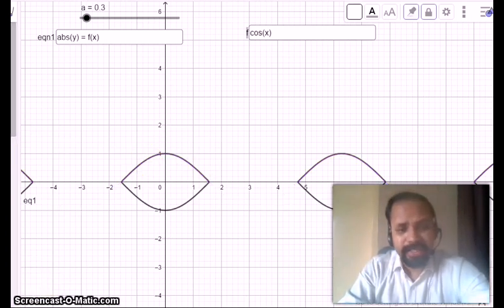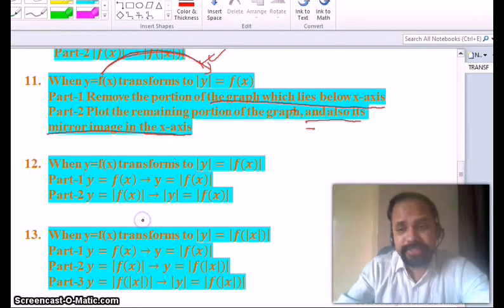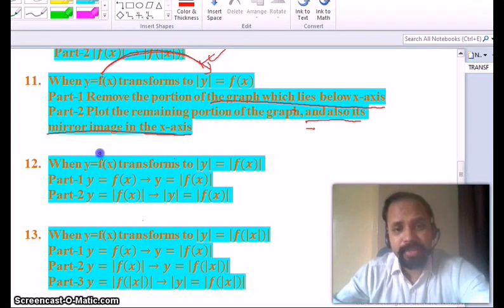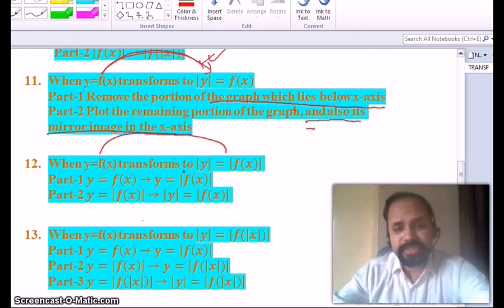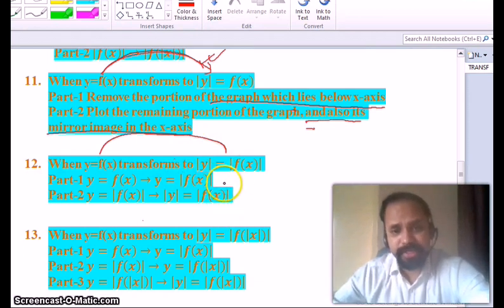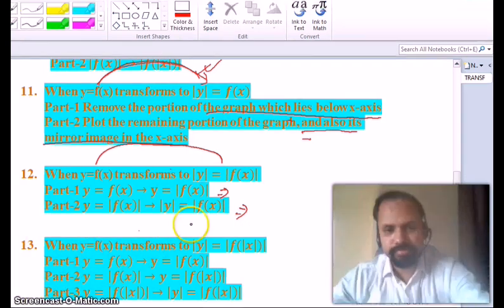Okay, come to our next trick, that is when f(x) transforms from f(x) to f of mod x. We have to do this in two steps. First we change f(x) to mod y equals mod of f(x), and then mod y equals mod of f of mod x.